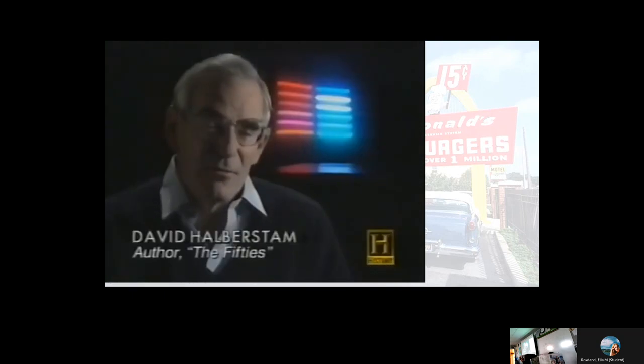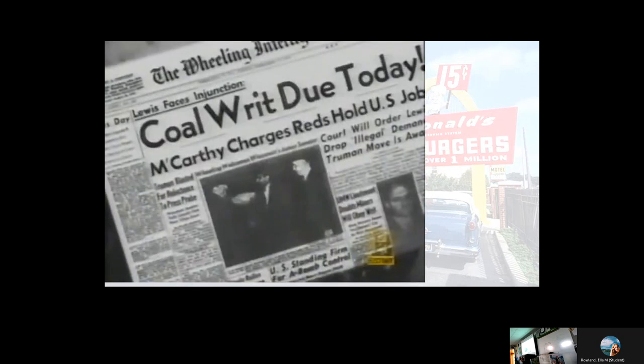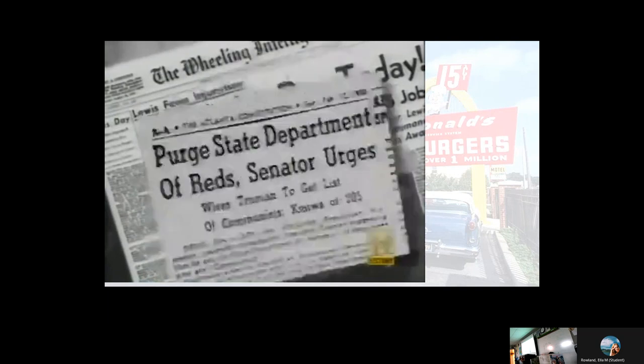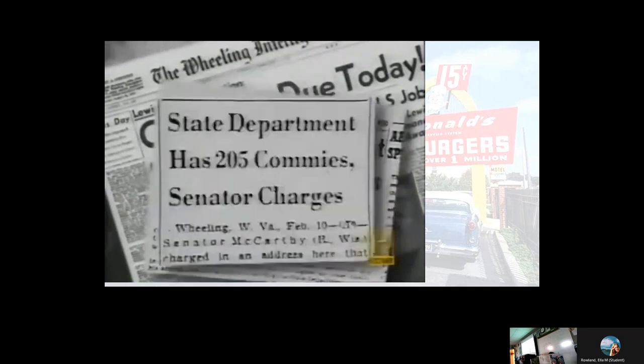Willard Edwards of the Chicago Tribune later said it was really a throwaway because if McCarthy had thought it was going to be a big speech, A, he wouldn't have given it in Wheeling, West Virginia, and B, he would have brought a bunch of reporters down who were right-wing reporters who were pals of his. So it was really a throwaway, but there was the charge. A charge. The senator's accusations were published by newspapers across the country.